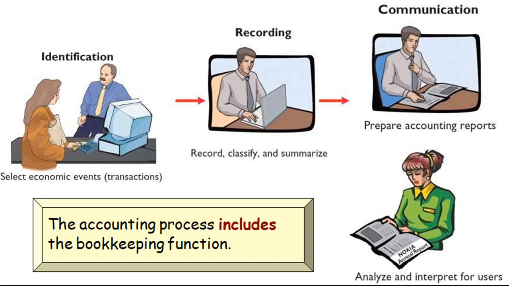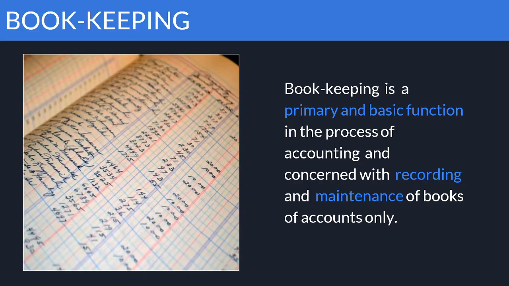The accounting process includes the bookkeeping function. Let's talk about bookkeeping. Bookkeeping is the primary and basic function in the process of accounting, and it is concerned with recording and maintenance of books of accounts only. Bookkeeping is an art of recording in the books of accounts the monetary aspect of commercial and financial transactions.